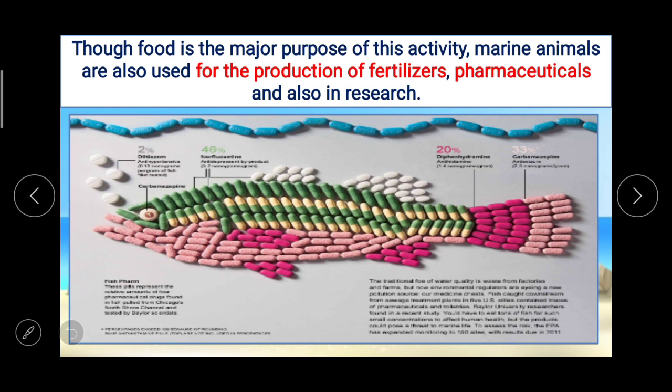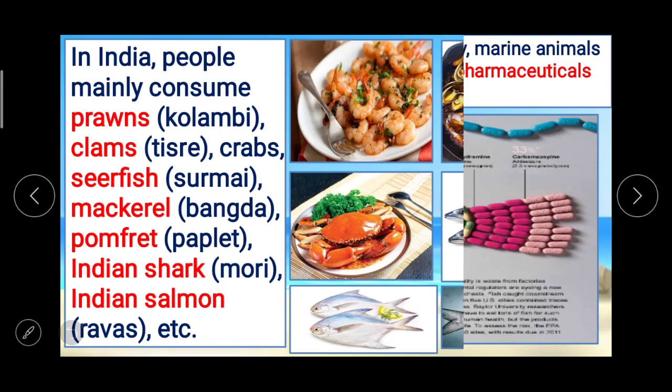Not only food, the marine animals are also used for the production of fertilizers and pharmaceuticals, and also in research. There are a number of medicinal benefits of the marine animals, and these are also used for the production of fertilizers.